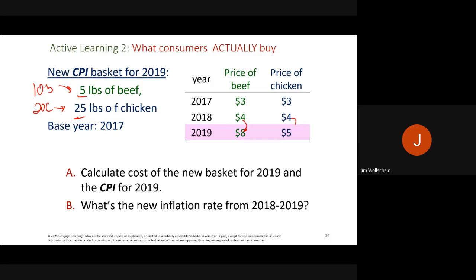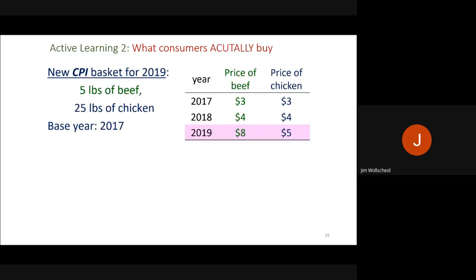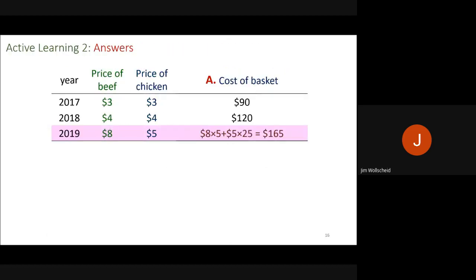However, the Bureau of Labor Statistics doesn't change it. Why? Because they don't adjust the basket. The basket has to stay the same because we want to look at how things alter over time. However, in reality, it doesn't stay the same for us. So what we do is go back and calculate this new basket, because the basket changes in 2019.